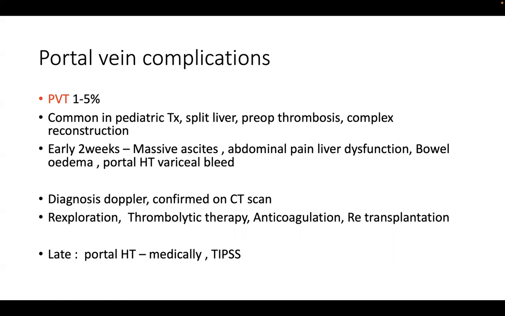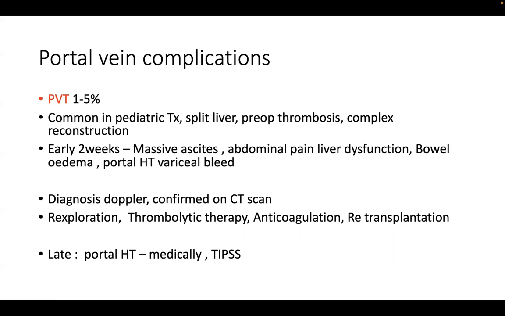Again, portal vein thrombosis, when it occurs early, is a pretty catastrophic presentation. In the first 2 weeks, the patient can present with massive ascites. Again, there'll be abdominal pain related to bowel congestion, bowel edema. There is liver dysfunction, and you can have portal hypertension bleed, variceal bleed. So immediate diagnosis on Doppler, it's confirmed on a CT angio.